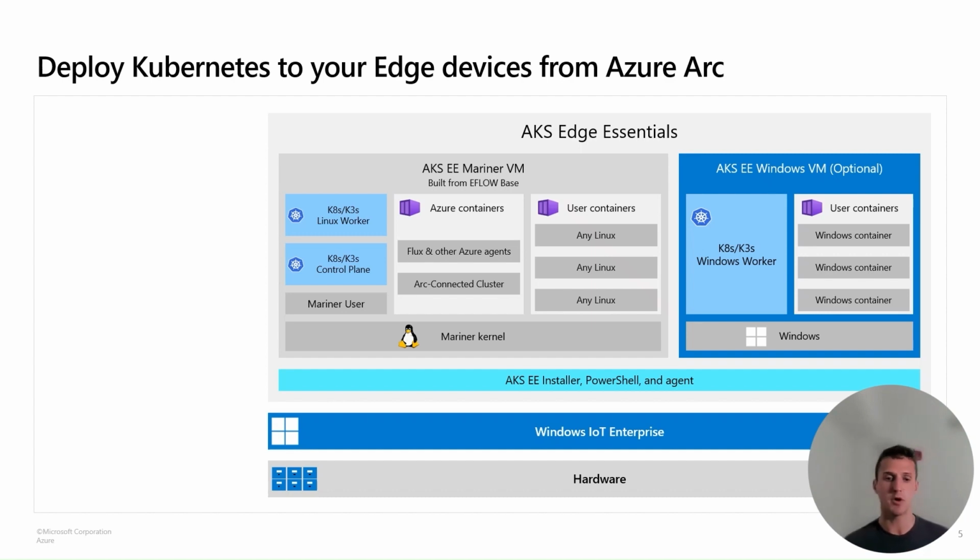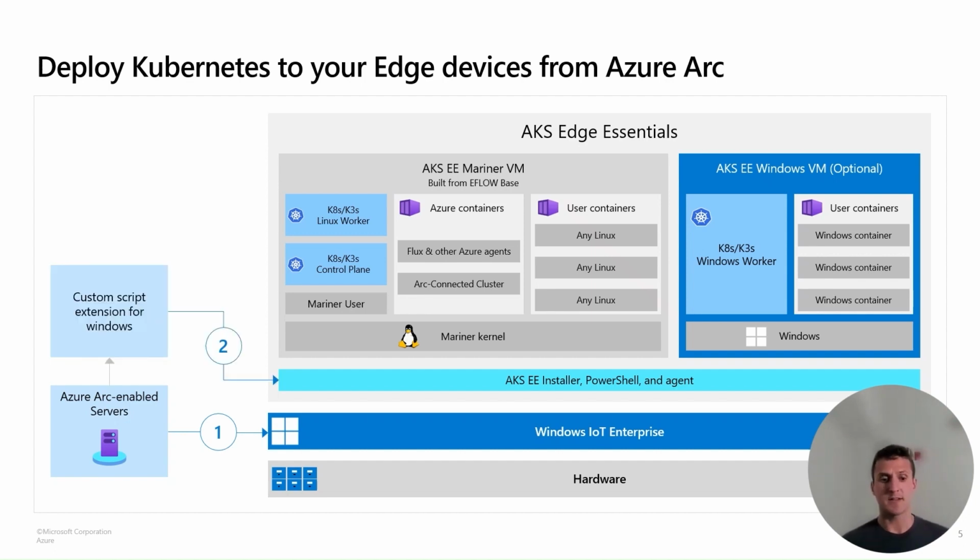What we'll be doing is first connecting this Windows IoT Enterprise device using Azure Arc enabled servers. Second step, we'll be using the custom script PowerShell extension for Windows directly from Azure Arc in order to download the installer and deploy the AKS Edge Essentials cluster. And finally, the third step, we're going to be connecting this cluster to the Azure Arc enabled Kubernetes so that we can actually see all the resources and see everything directly from the cloud. So now let's go ahead and show you the demo.